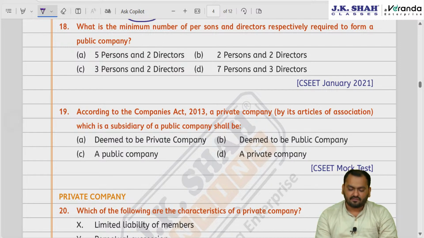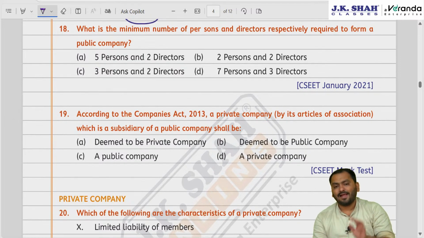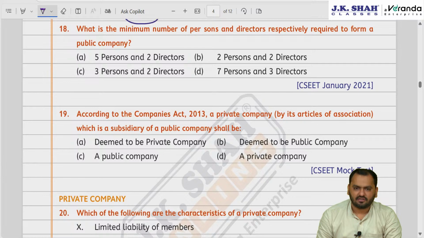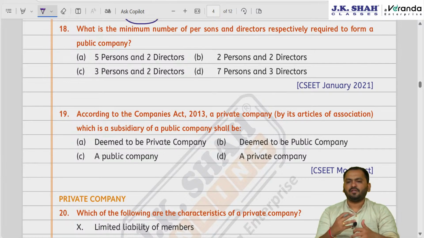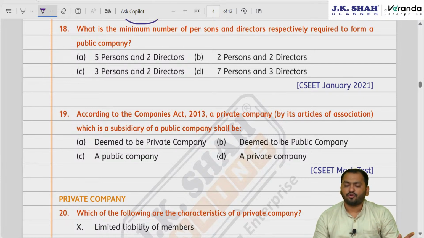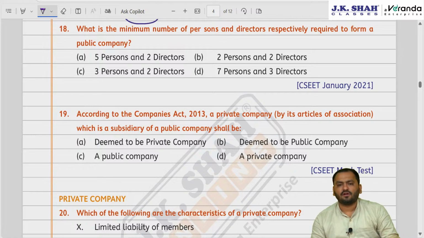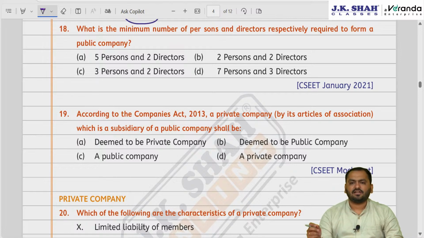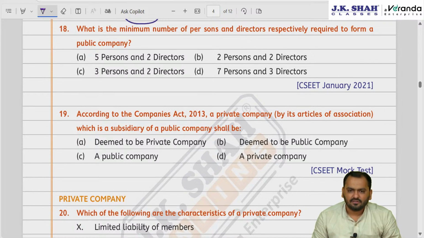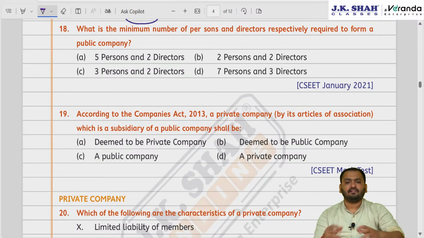That mock test is conducted in the same manner as your main exam is going to be conducted. So you are going to experience how your actual exam is going to be, because CSET is an online exam, as you know. So it is a good practice for you. And secondly, you also have to attend K SHAH classes preliminary exams. The dates will be announced very soon. Dates are obviously going to be after we finish the Yodha series.